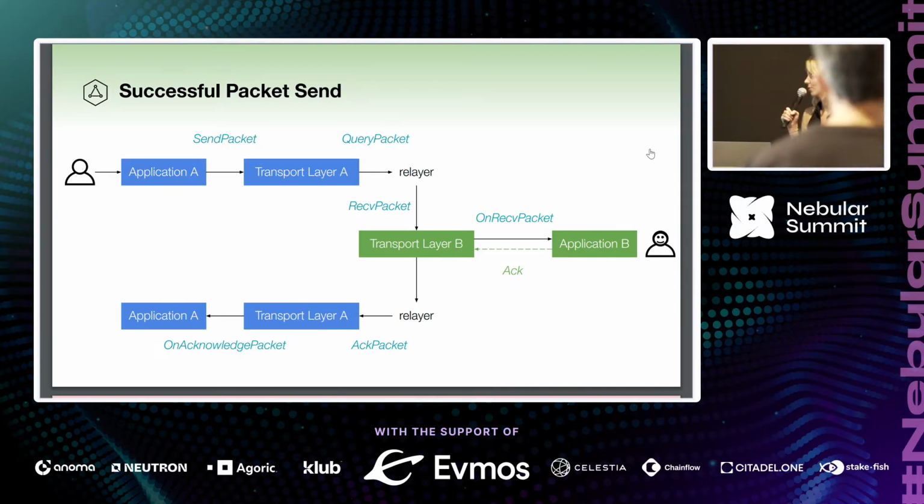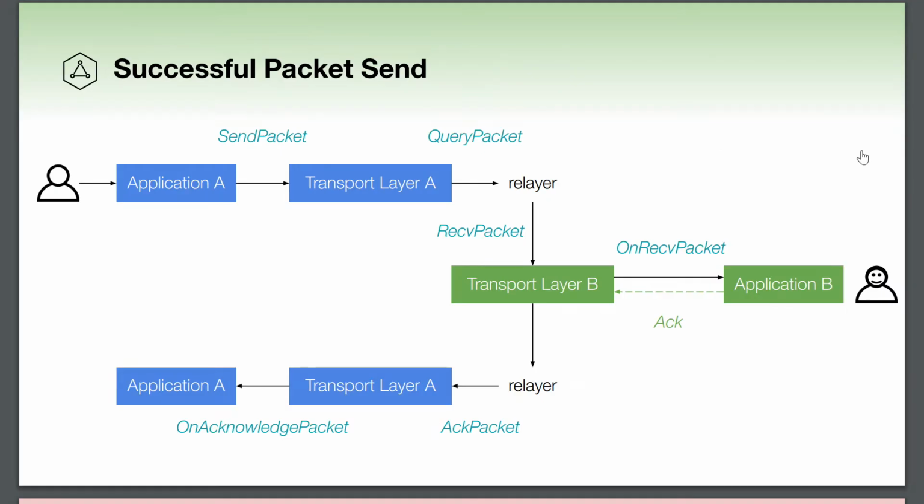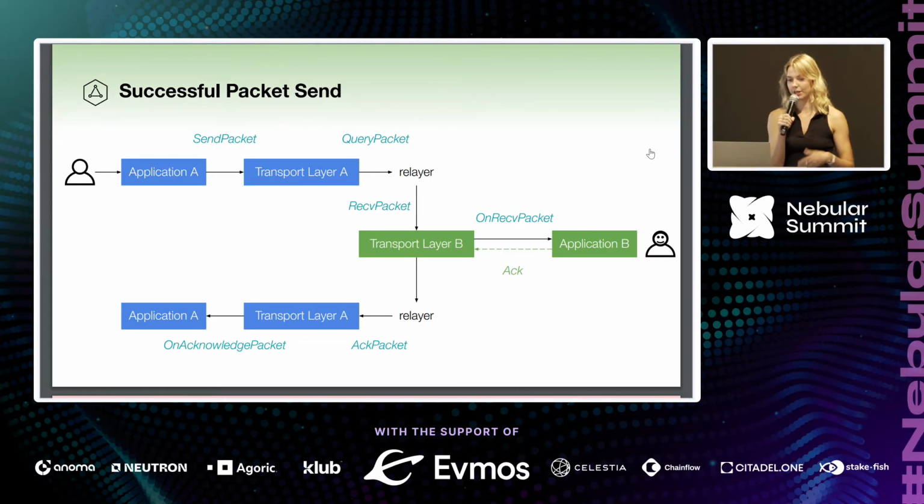So for the protocol to function with a successful packet send, this is the kind of flow that a packet would take. So a user would interact with the application. They would then send the packet to the transport layer, and then the relayer would query this packet. They would then pass this packet on to the receiving blockchain, and then once the receiving blockchain has received the packet, the application module on the receiving blockchain will then carry out whatever logic that application needs to function. And then they will send an acknowledgement back, and the relayer will ferry this acknowledgement back to the sending blockchain.